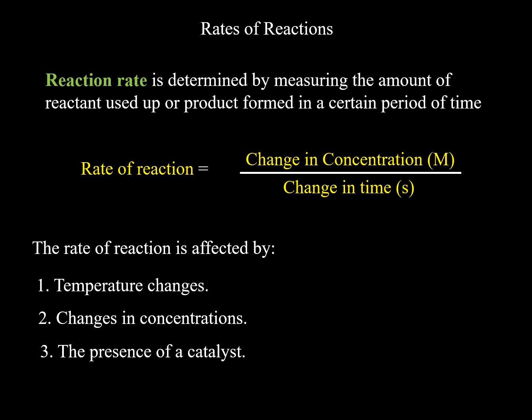So the reaction rate is determined by the formula of change in the concentration divided by the change in time. The rate, just like in a car, miles per hour, you can think of it as a change in concentration per change in time. And there are three things that can affect this: the temperature, change in concentrations, and presence of a catalyst.